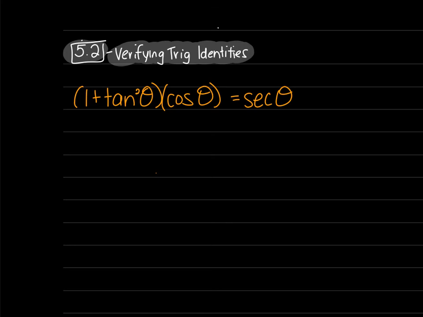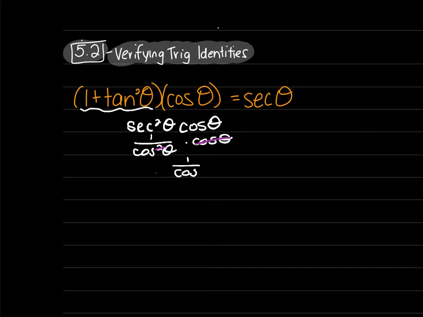Okay, so 1 plus tangent squared is in your Pythagorean identities. This could become secant squared theta times cosine of theta. Then what? Yep. Change secant squared theta to 1 over cosine squared theta, times cosine theta. Then when your cosines cancel, you get 1 over cosine theta, which is secant theta, equals secant theta.